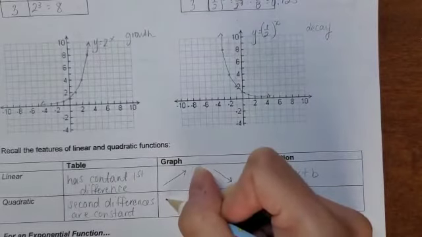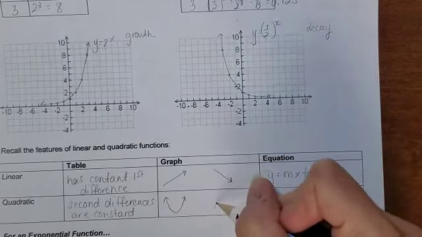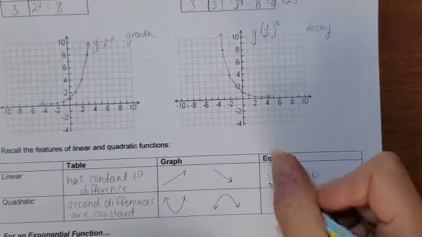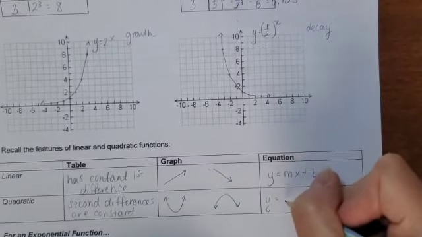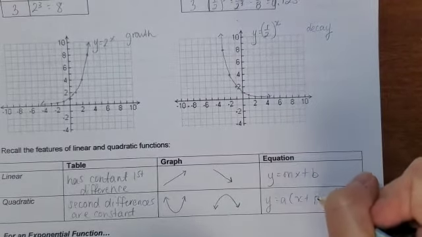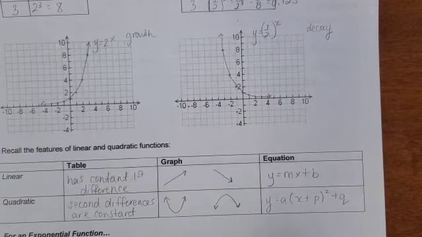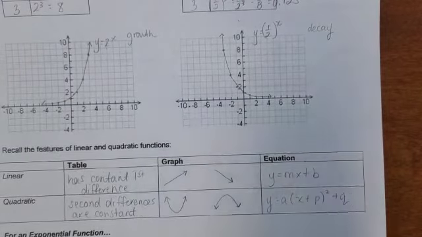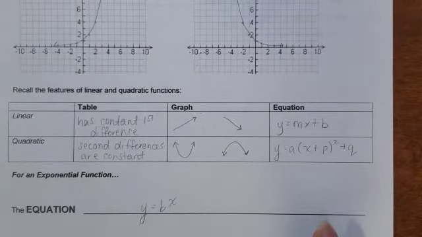Our graphs are parabolas, where we have positive ones opening up and negative quadratic functions opening down. Our equations, we have 3, but I'll just write here one in vertex form. Okay. So for an exponential function, the equation is y equals b to the power of x.